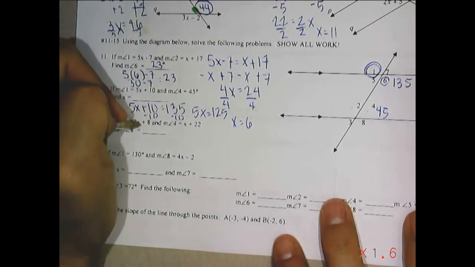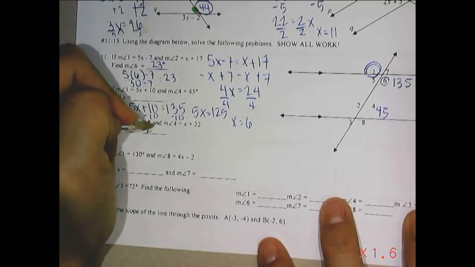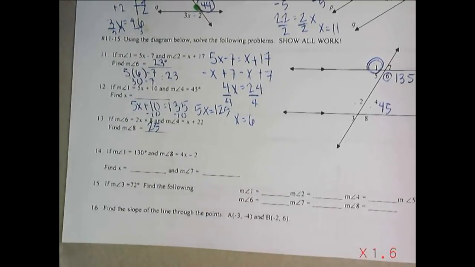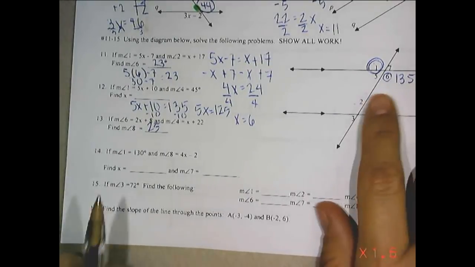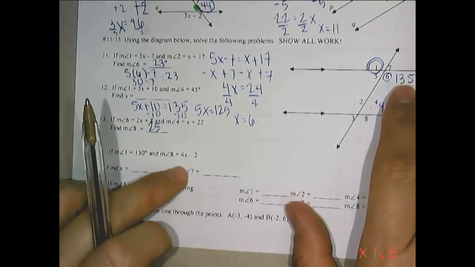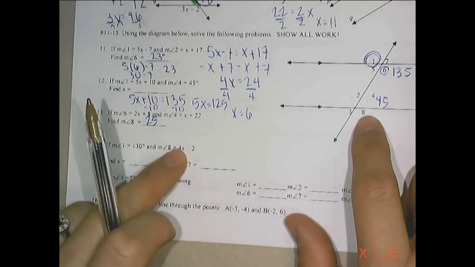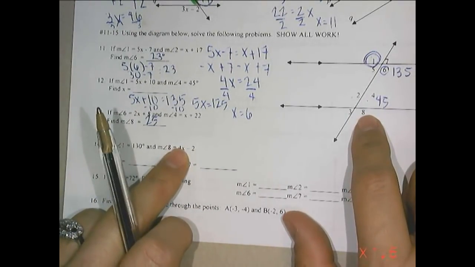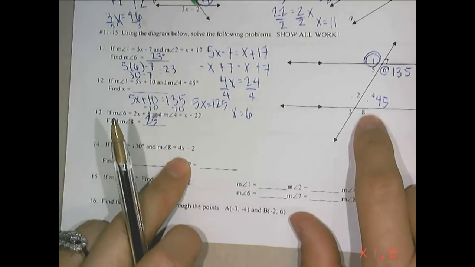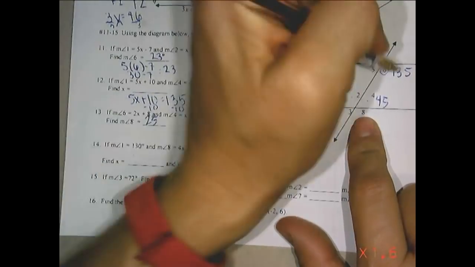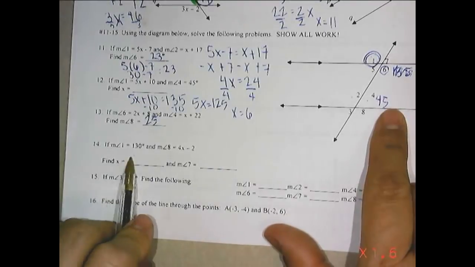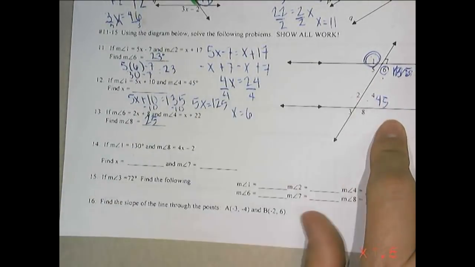And I'll get 25. So then we move down to number 14. All right, and it says that the measure of angle 1 is 130, and then the measure of angle 8, right down here, is 4x minus 2. Well, what I'm going to say, or see, is that angle 1 and angle 6 are vertical angles.